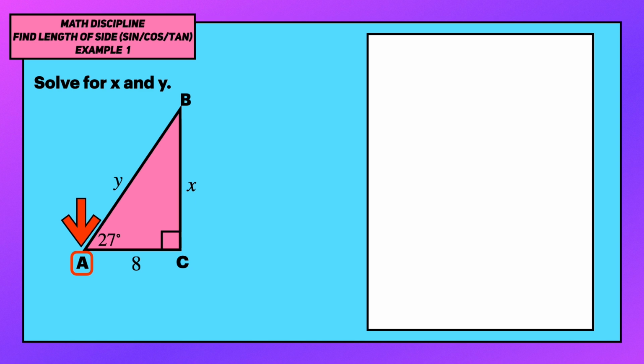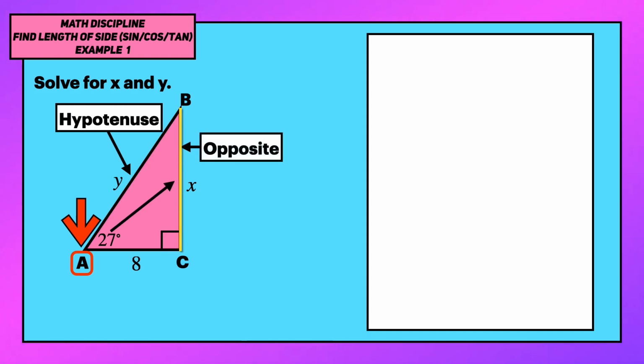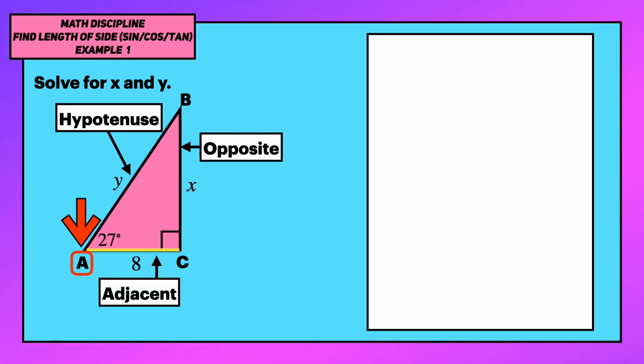In order to use our sine, cosine, and tangent ratios, we have to use one of the two angles which are not 90 degrees. Since we know the measure of angle A, 27 degrees, we will label our sides from the point of view of angle A. The side across from the 90-degree angle is the hypotenuse. The side across from angle A is the opposite side. The remaining side is the adjacent side.